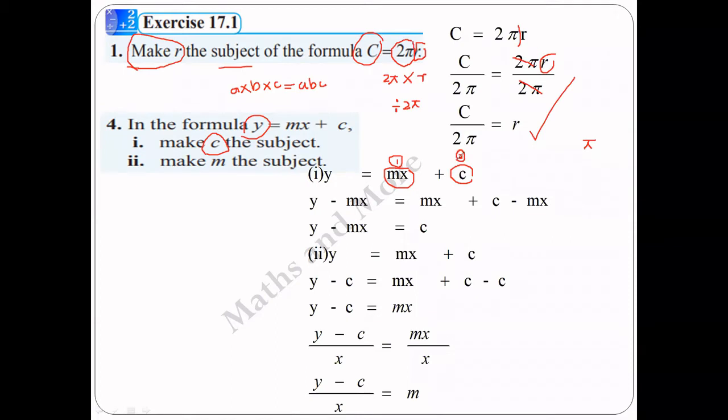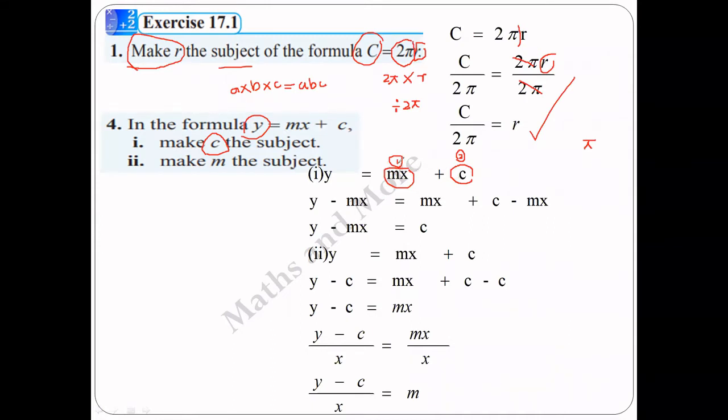There are two terms on the right hand side. Y is on the left hand side. That is the subject. Now you have to make c the subject. That means you have to keep only c on the right hand side. So you have to remove this mx from the right hand side. You can't just erase mx. You can erase mx by doing inverse mathematical operations. Can you understand? So what is the inverse mathematical operation here?